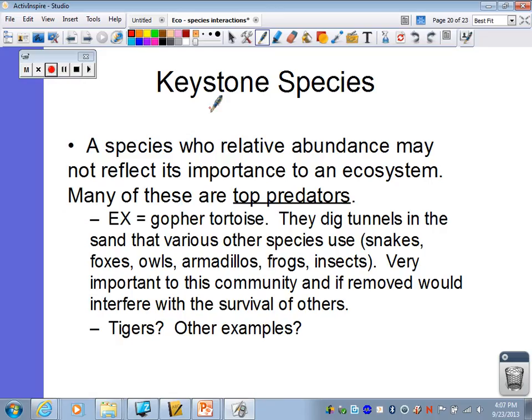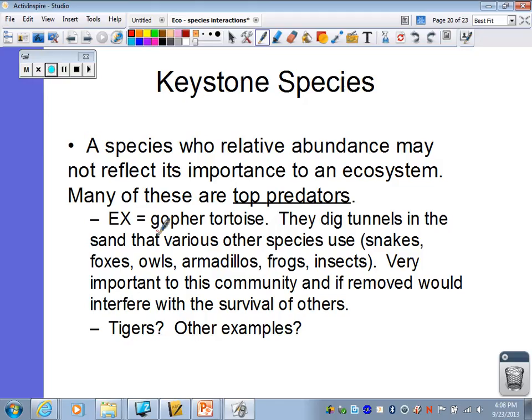Okay, keystone species, this one's a little bit weird. These are species whose relative abundance may not reflect its importance to the ecosystem. So basically, it's really, really important, but you may not realize it, and it may not be demonstrated by its abundance. You might not see a whole lot of them, and you may not actually realize the importance, but if they were to disappear from the ecosystem, it would have cascading effects, and it would affect many other species in the ecosystem. So sometimes this is top predators, like a tiger.